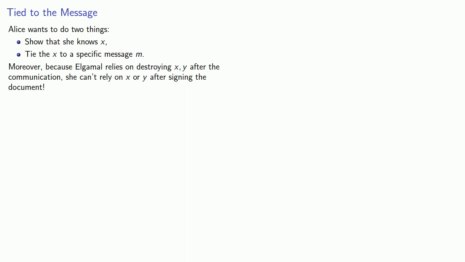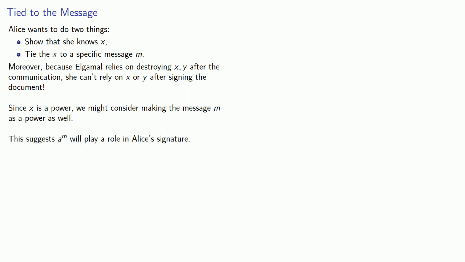And this leads to a rather odd situation. Alice needs to prove her identity by revealing that at one time she knew the value of X, even though she might not know it currently. And we might proceed as follows. Since X is a power, we might consider making the message M a power as well. And this suggests that A to the M will play a role in Alice's signature.